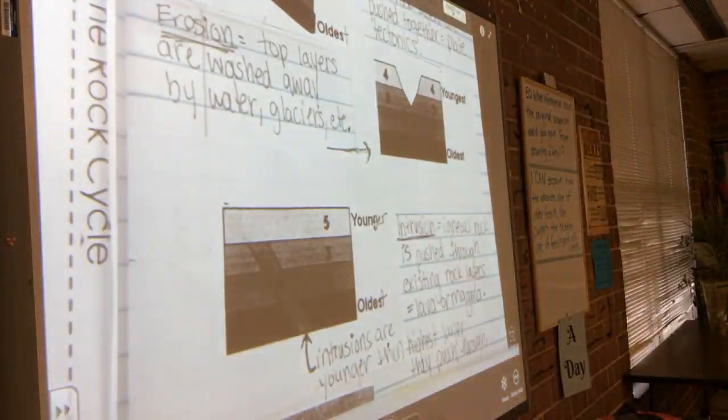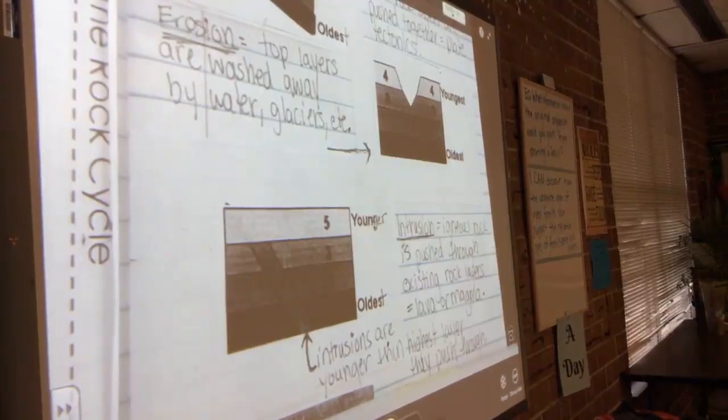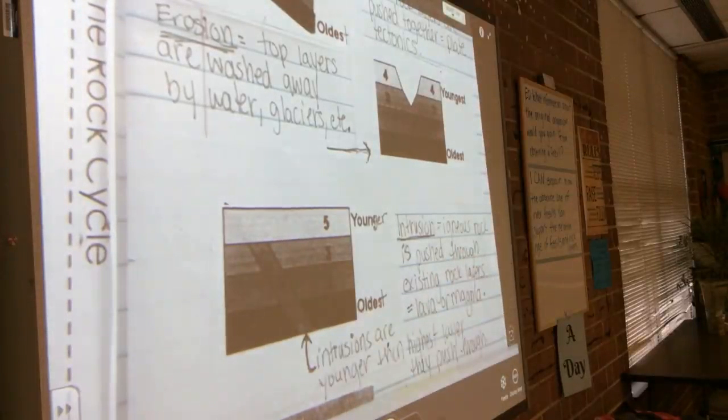The thing to remember about intrusions is that they are younger than the highest layer they push through. Even though they may be starting at the bottom, intrusions are always younger. So the only rock layer younger than this intrusion, this number 4 right here, is number 5. Even though number 4 shares the same space as 3, 2, and 1, it's new rock. So it is younger.